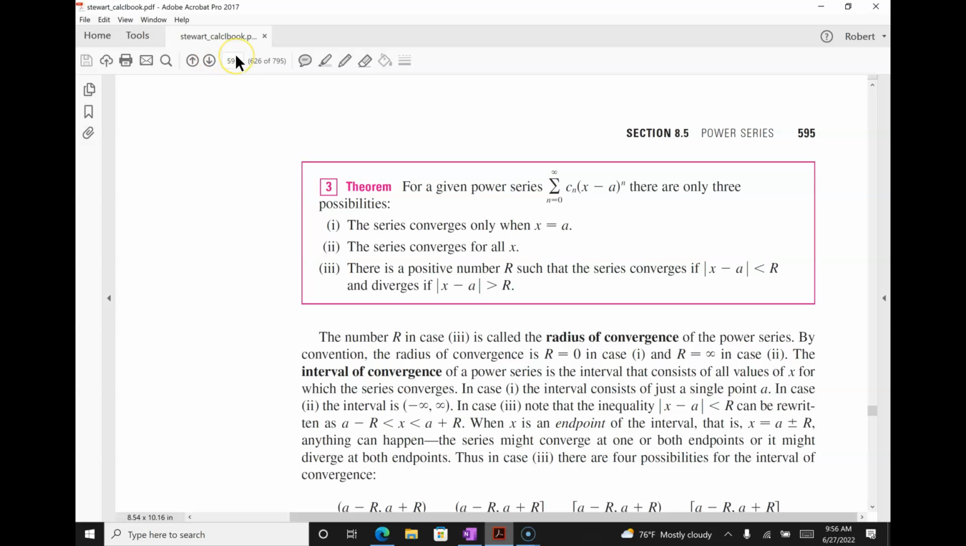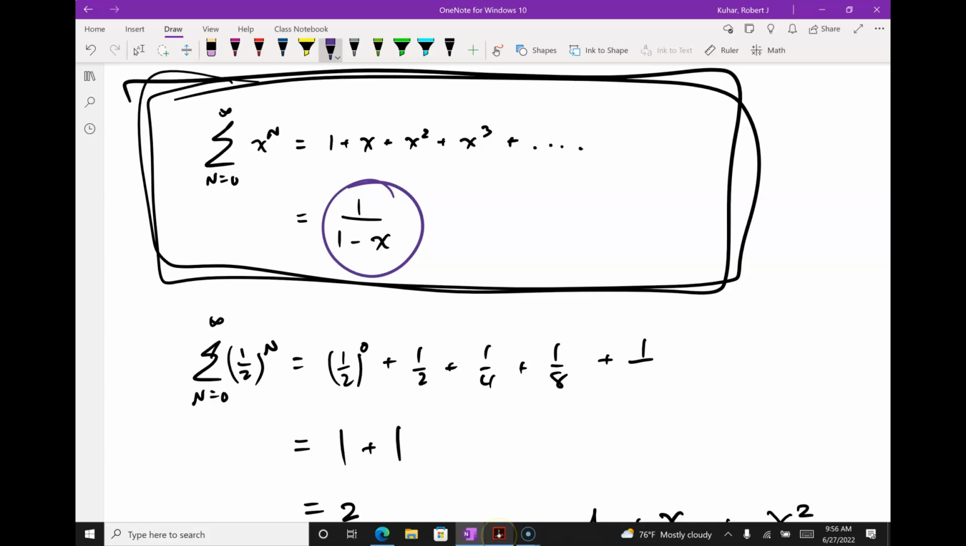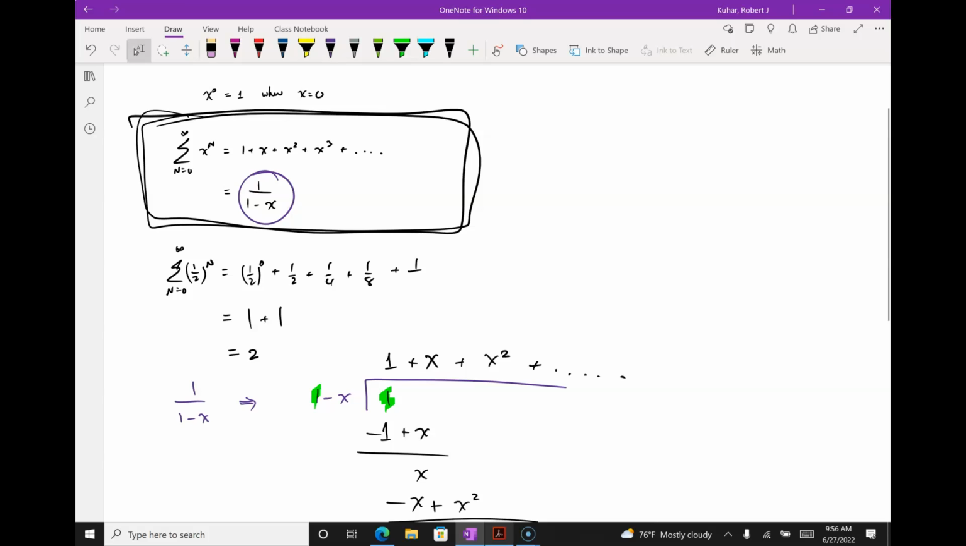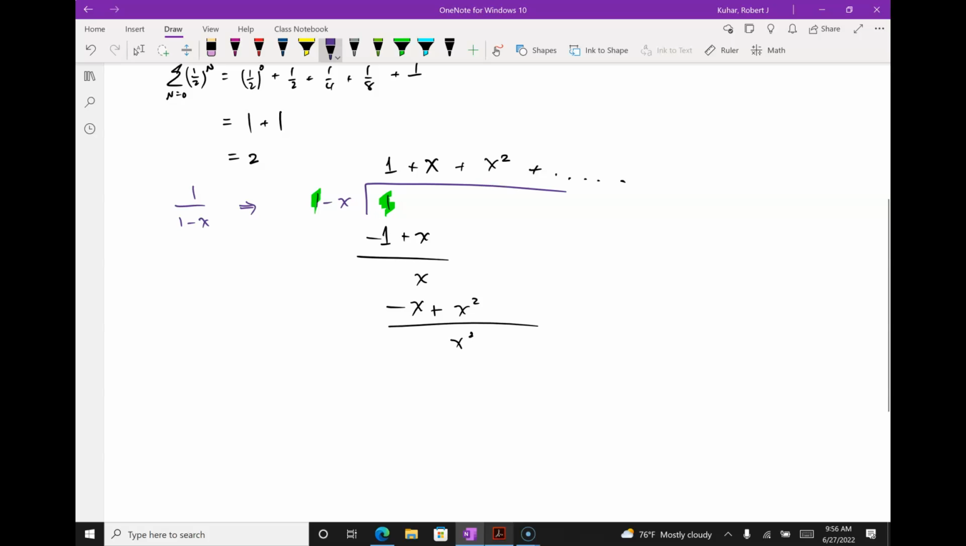So let's go back here. We already know this radius of convergence, but we're going to do a ratio test to find it. It seems pretty obvious already what's going to happen when I do a ratio test with this. I'm looking at the limit as n goes to infinity of the absolute value of x to the n plus 1 over x to the n.